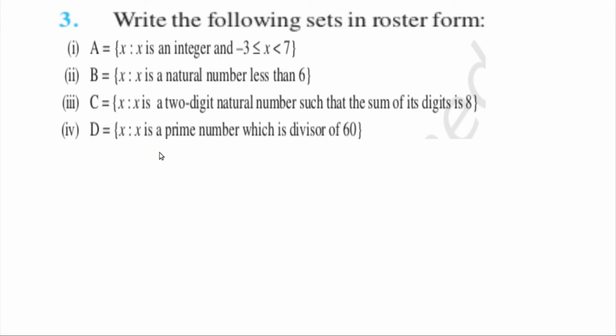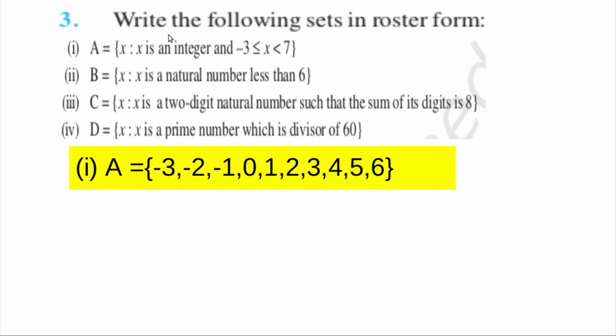Then we can write A equal to: -3 is included because it is less than or equal to. Therefore, the first integer is -3, comma, -2, -1, 0, 1, 2, 3, 4, 5, 6. These are the integers less than 7, between -3 and 7, including -3. 7 is not included. Therefore, this is the answer.